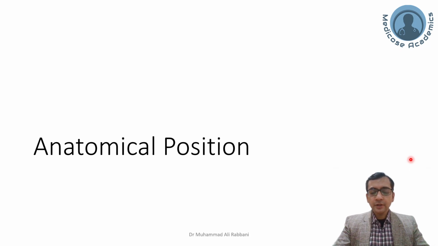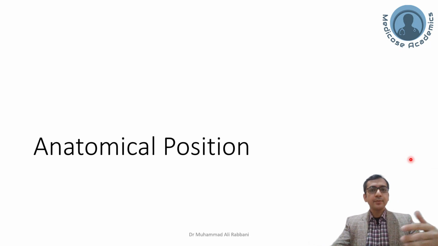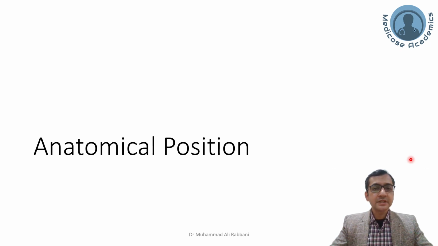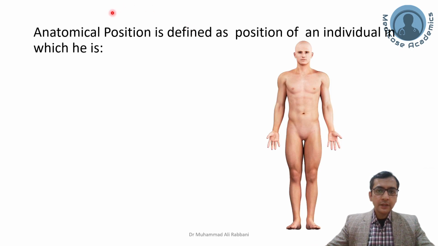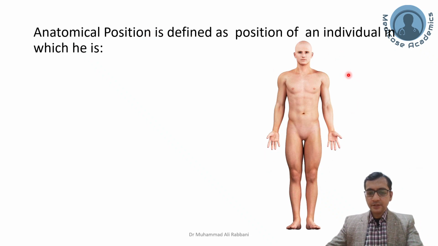If you don't make a standard anatomical position, a person who is witnessing something on a patient who is lying down may describe it differently as compared to a person who is witnessing it on a person standing up. So to keep things uniform, anatomical position is standardized. This is a visual representation.